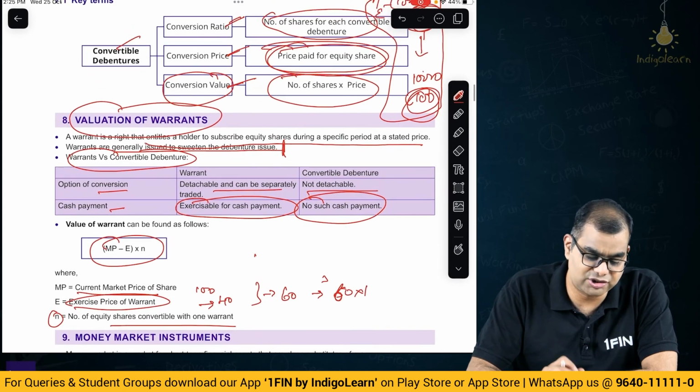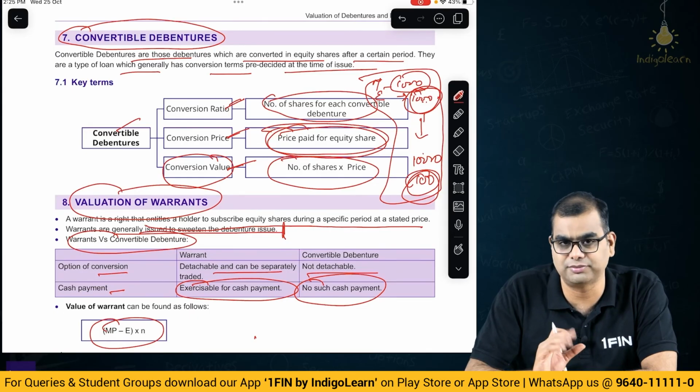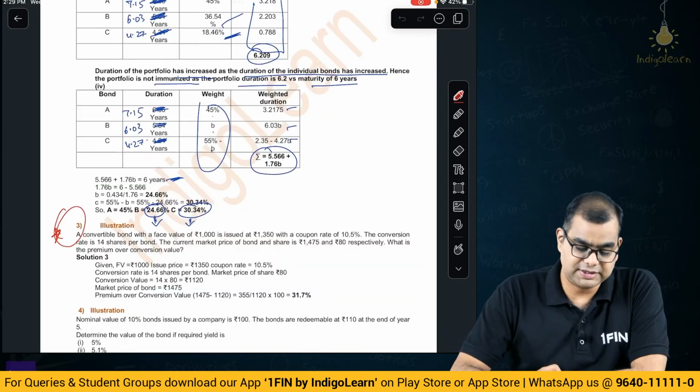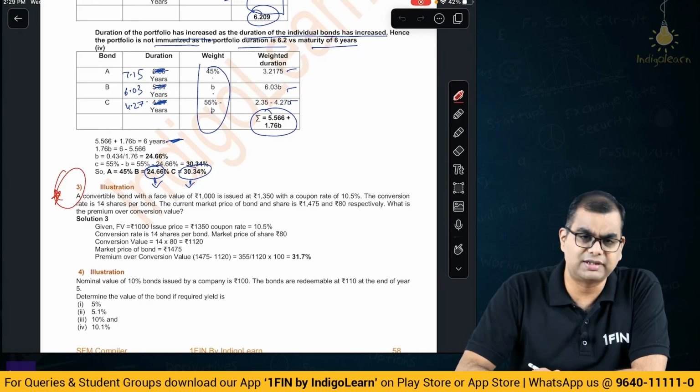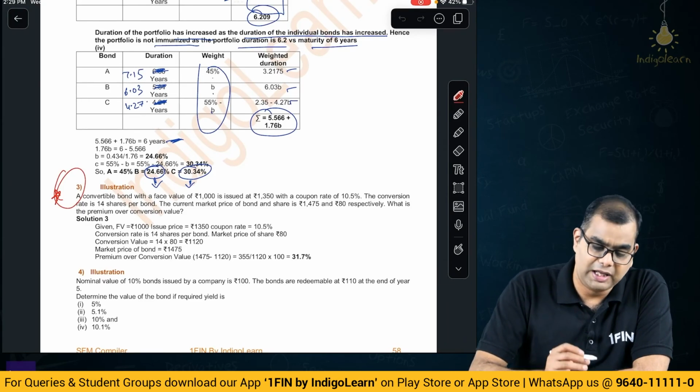Now, after having understood broadly what convertible debentures and warrants are, let us have a look at some of the problems related to this. So, friends, let us look at the first problem. There are some more new terms that you will learn as we progress with these problems.